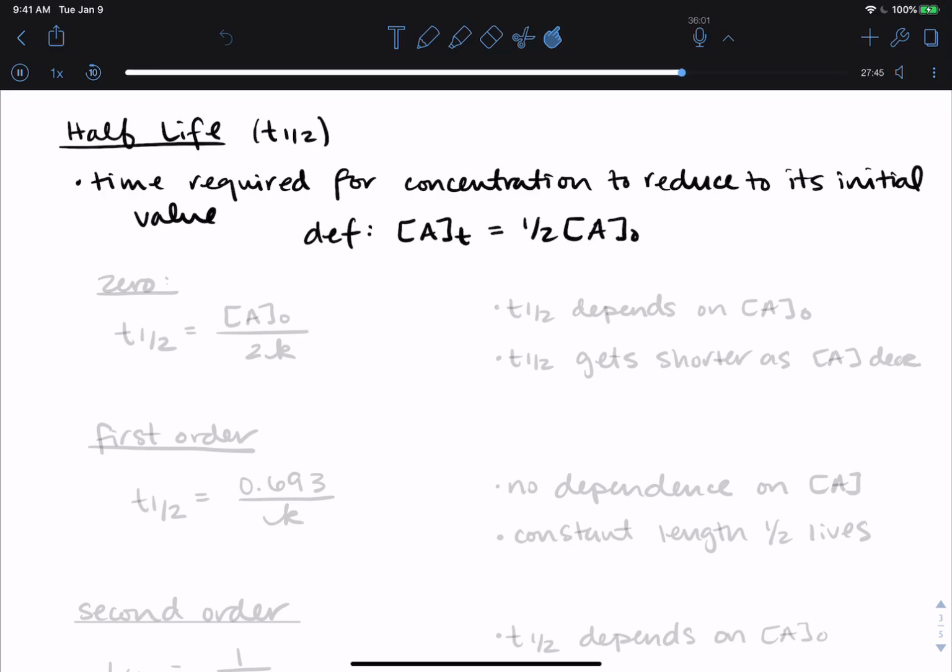So what this means is that for a zero order reaction, I'll give you these in order. For a zero order reaction, the half-life, T1/2, which can be some time in seconds, is the initial concentration of A divided by 2 times the rate constant. So T1/2 has a dependence on A.